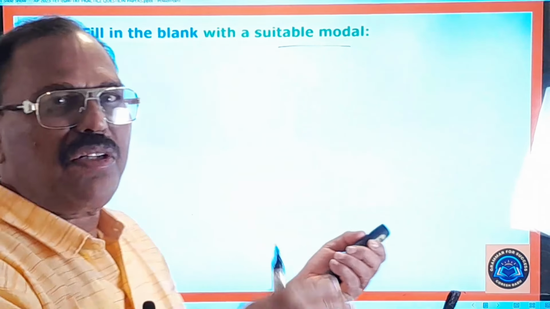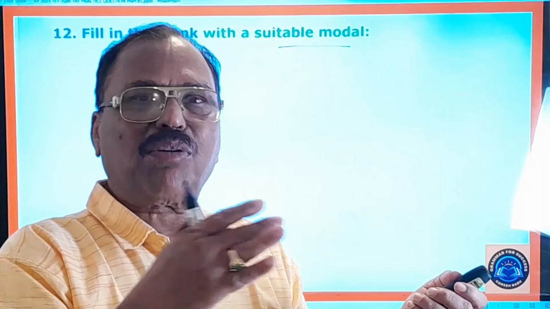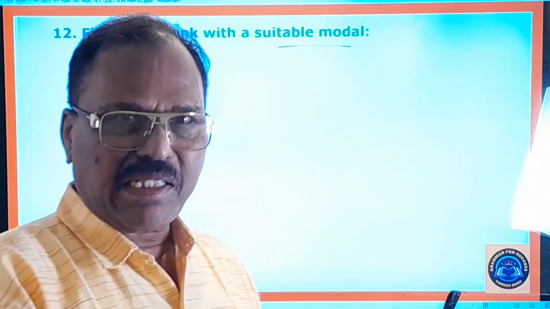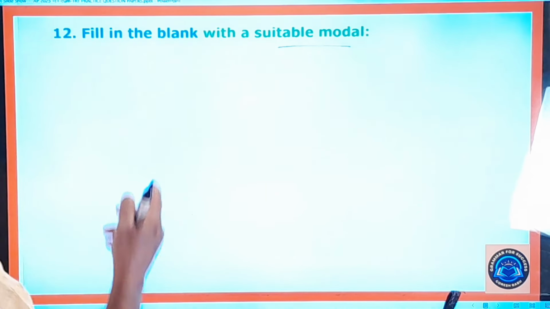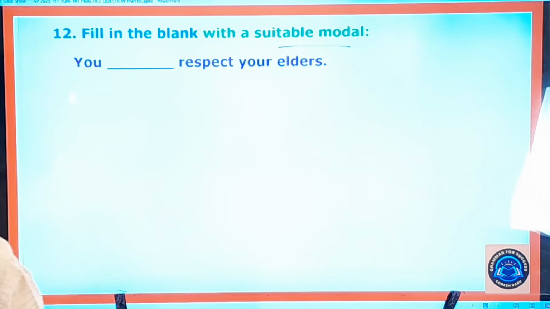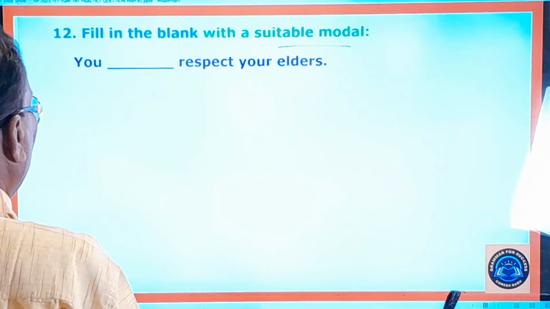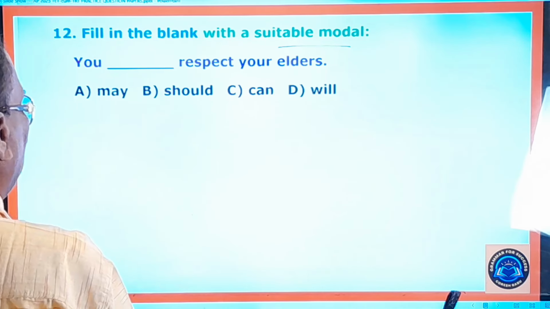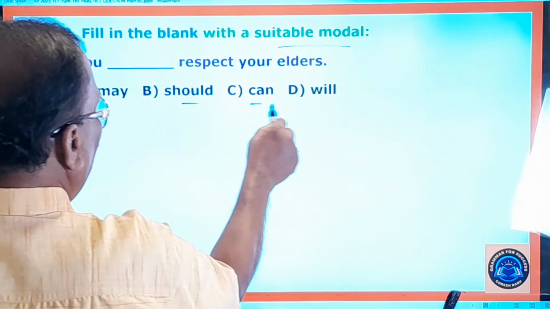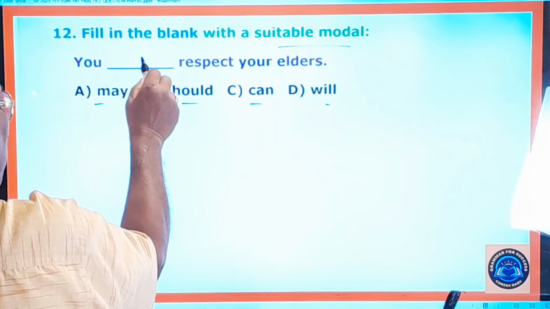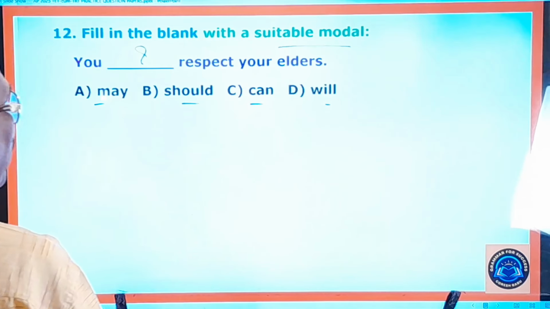Shall, should, will, would, can, could, may, might, must. So these are the modal auxiliaries. Now you are supposed to fill in the blank with the suitable modal. You dash respect your elders. So here, what are the options given? May, should, can, will. What modal auxiliary should be used in this blank? Please think of it and use it.